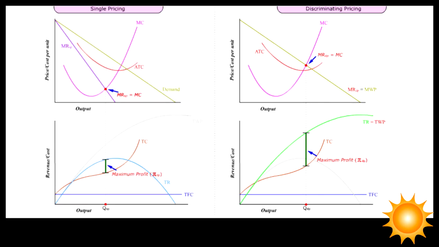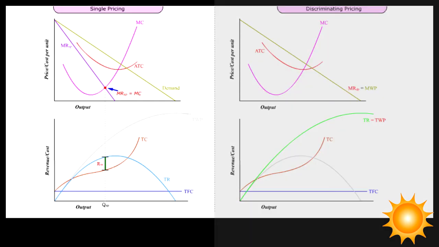Although the same rule to maximize profit is followed under single pricing and perfect price discrimination, the resulting output level and profit level are quite different. Namely, Q_DP is greater than Q_SP, and Pi_DP is greater than Pi_SP. This difference in profit and output levels between single pricing and perfect price discrimination is a direct result of the different total revenue curves faced by the two types of sellers.